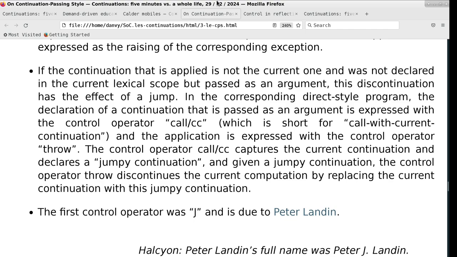In the corresponding direct stack program, the declaration of a continuation that is passed as an argument is expressed with the control operator call/cc, and the application is expressed with the control operator throw. The control operator call/cc captures the current continuation and declares a jump continuation. Given a jump continuation, the control operator throw discontinues the current continuation by replacing the current continuation with a jump computation. The first control operator is named J and is due to Peter Landin.